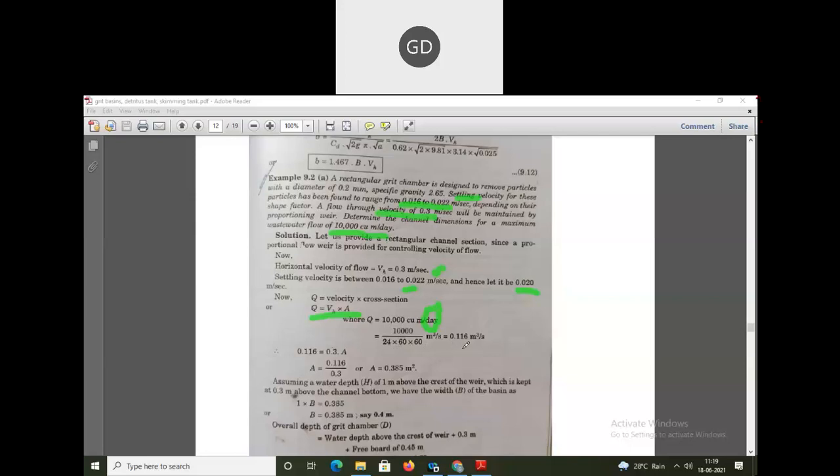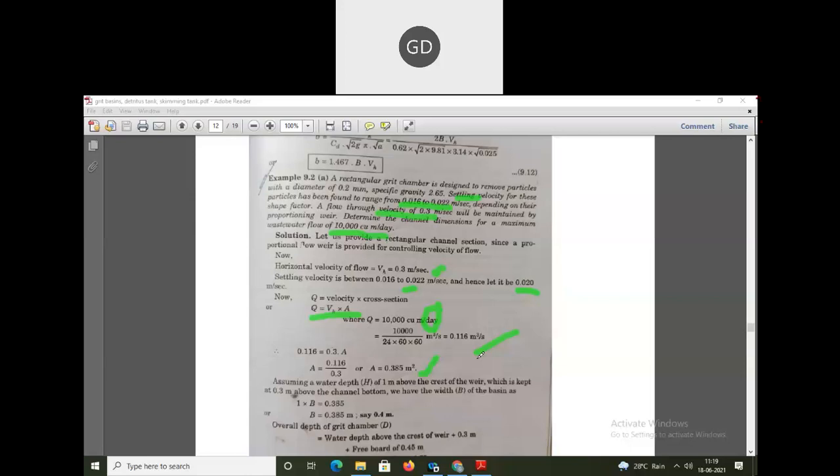So after you convert it to meter cube per second, the charge you have got, now you can find out the area of the channel since your horizontal velocity value is already 0.3 given to you. The charge also you have got. So now from this equation, you can find out the area of the channel. So that is your 0.385 meters square.